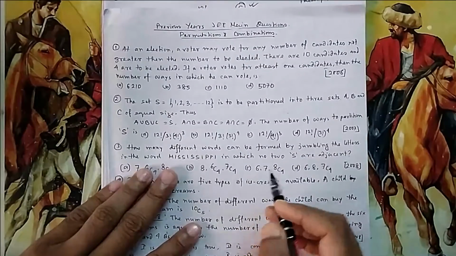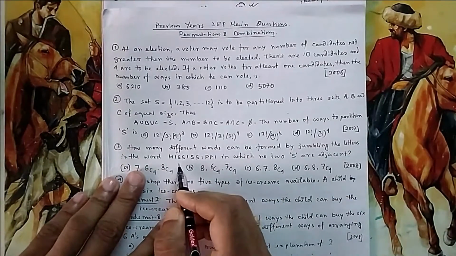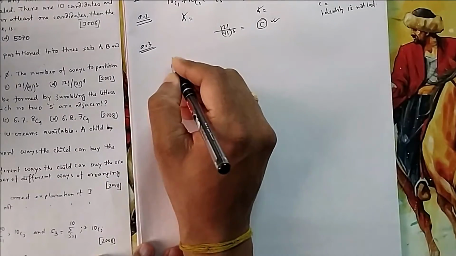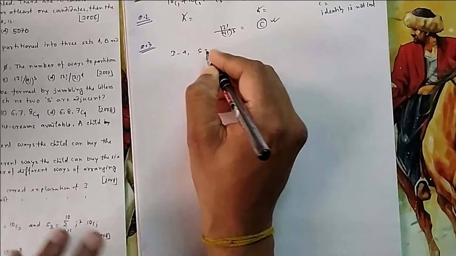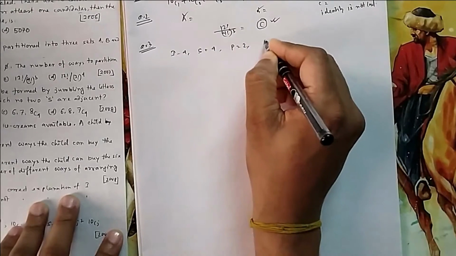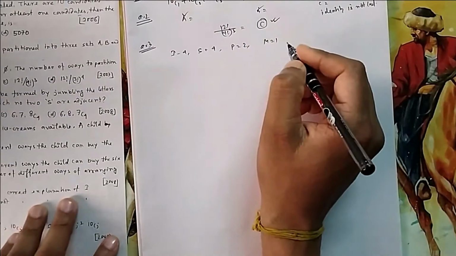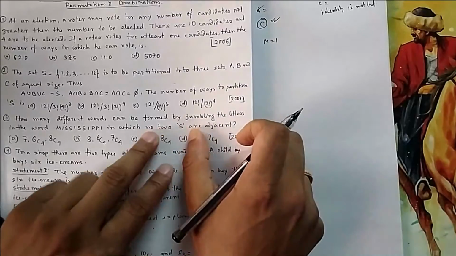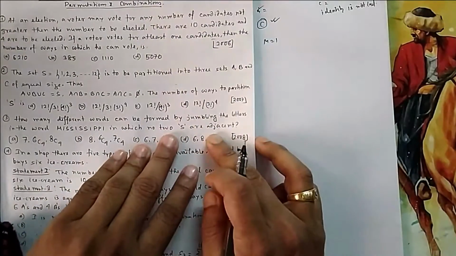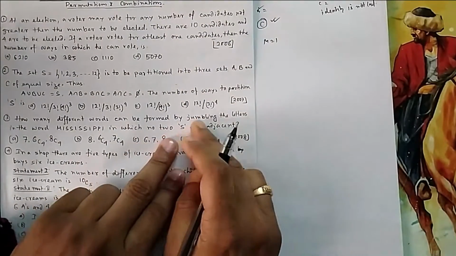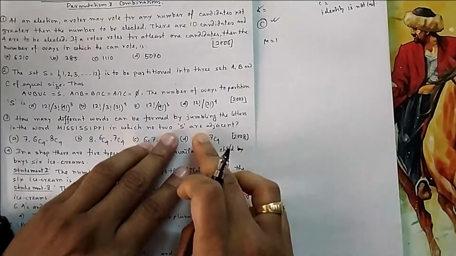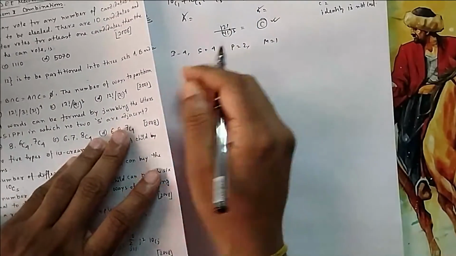How many different words can be formed by jumbling the letters of the word Mississippi, in which no two S should be adjacent? In Mississippi, you have 4 I's, S is also 4, P 2 times, and M 1. Okay, so they are asking that no two S are adjacent. So what you do in this case, no two people are adjacent, so you forget about S, because S is problematic, they don't want to sit together.